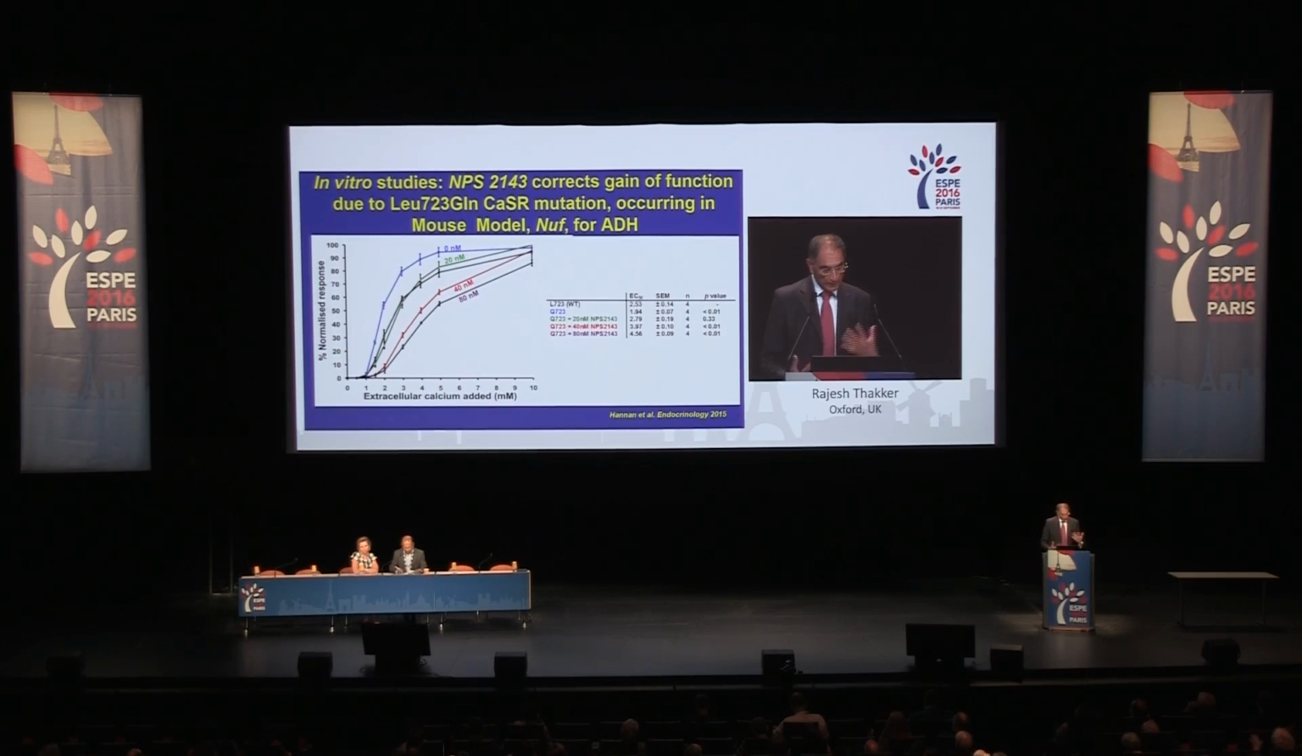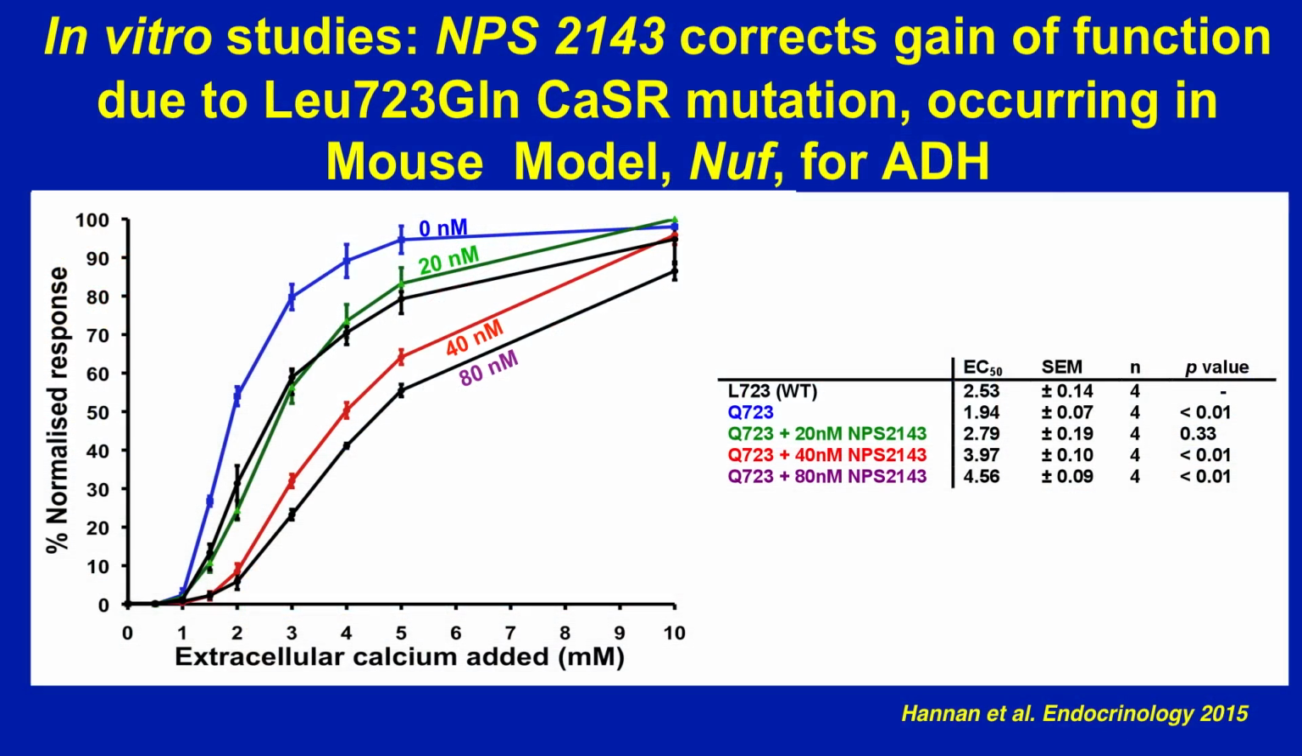So let me just illustrate how we've approached this. Here, this is a compound made by NPS, 2143, and we have a mouse model for ADH. The mutation is a leucine at 723 over here. And when you express the wild-type receptor, you can see the black line over here, that's the wild-type receptor. And here, the blue line is the mutant receptor, leftward shift, gain of function mutation, a much lower EC50. Well, if we add 20 nanomolar of this drug, fortuitously, we struck it lucky, the curve is more or less superimposed on the wild-type. We've corrected the defect with 20 nanomolar of this drug.